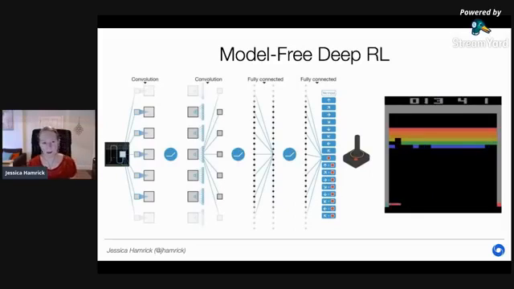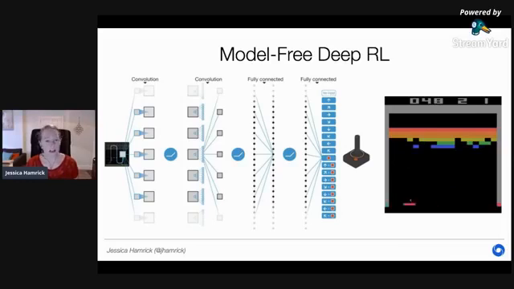So a good example of this is the DQN agent, which takes in, again, unstructured representations, which are images. It computes using a couple layers of convolutions and fully connected layers, and then outputs a fixed size action space according to what you can do with the Atari joystick.